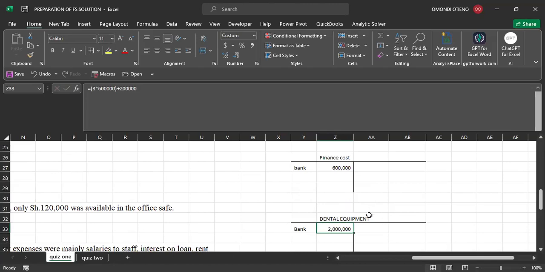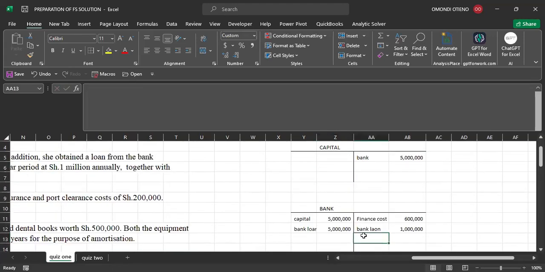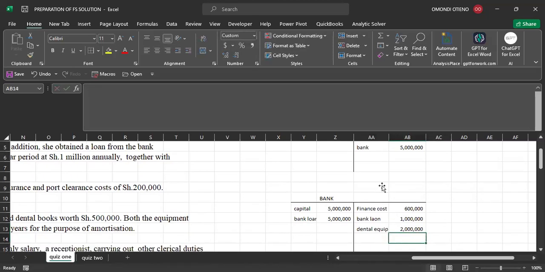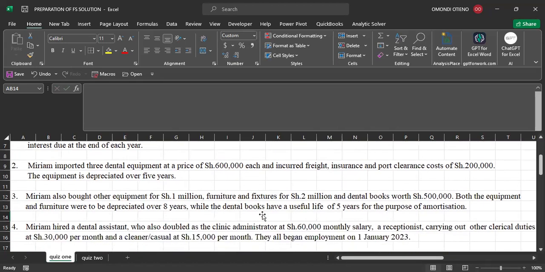So let's go to bank. Remember, we took money from the bank account to pay for that equipment. So we are going to talk about dental equipment. They paid 2 million. Good. That is additional information number 2. They are telling us that this equipment is depreciated over 5 years, which means depreciation is on straight line basis.